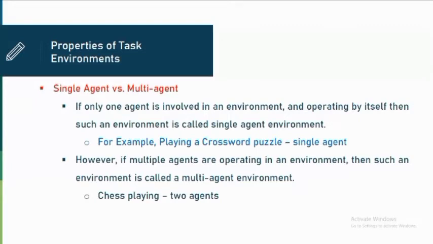A crossword puzzle is played by one person. You don't play a crossword puzzle with a partner or a regular person, right? So a crossword puzzle can be solved by a single agent. When we play any game or have any activity in which more than one agent is required, that is multi-agent. So we have two types of agent, the single agent and the multi-agent, based on the number of agents working in the environment.